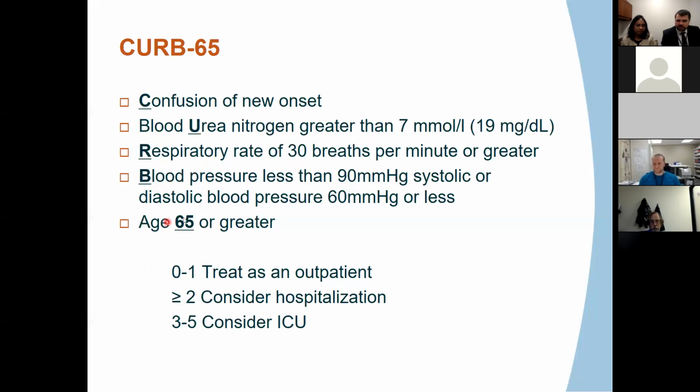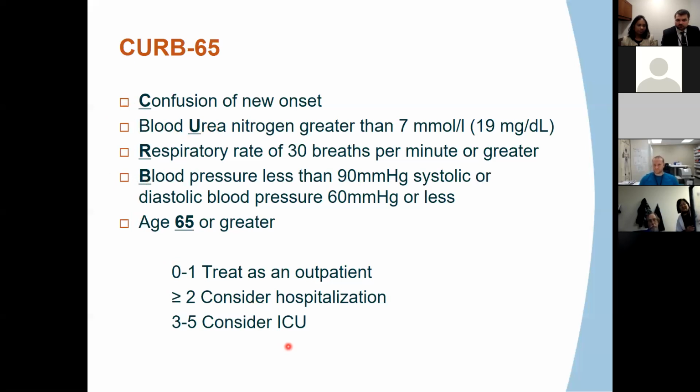And then you can look at this and you can see that the only thing here that's a lab is the BUN. So if you see the patient and you say they're confused, the respiratory rate, they have hypotension, you can look down, you can say they already need to go to the ICU because they have 3 points already. So you wouldn't need to get any labs or do any other testing. You can look at the patient and say, this person needs to go to the ICU.